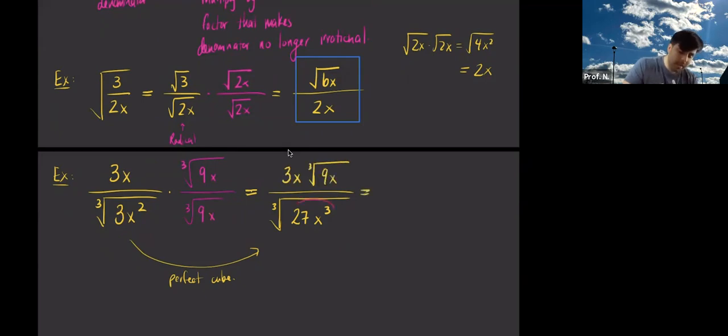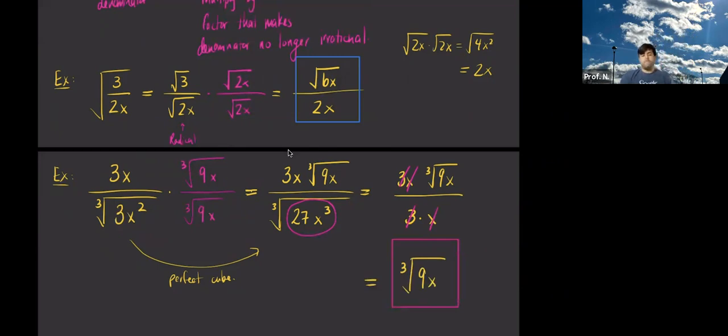Now look what I got here, guys. Perfect cubes. What's the cube root of 27? 3. What's the cube root of x cubed? X. And now look what nicely happens. 3, x, x. And what's my result? The cube root of 9x. So 3x divided by the cube root of 3x squared, the result of that is the cube root of 9x.